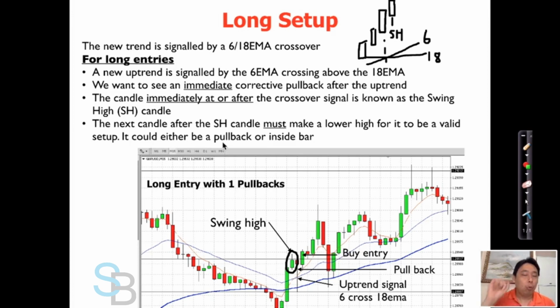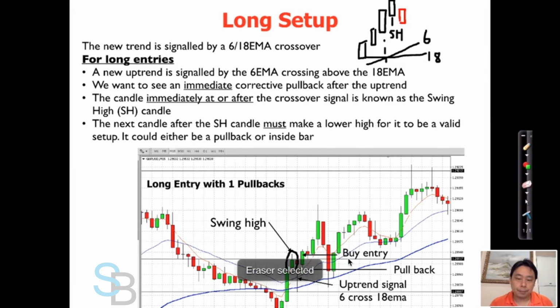It could either be a pullback or an inside bar candle. So in other words, right after the swing high candle, we need the next candle to make a lower high. A lower high and a lower low will create what we call a pullback. Remember the pullback? Or it could create a lower high but a higher low, creating an inside bar. Whatever the case, it must have a lower high relative to the swing high candle.